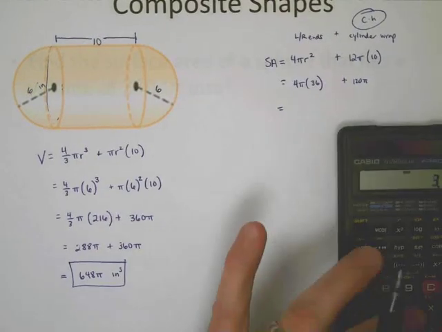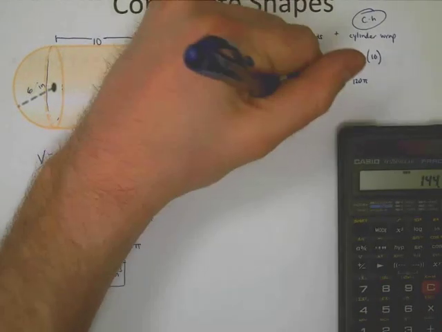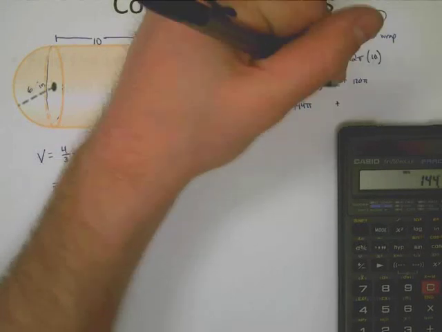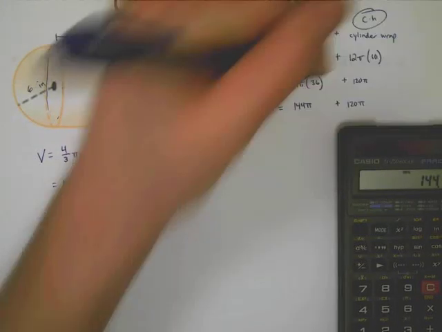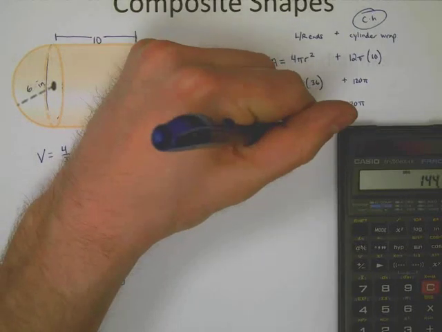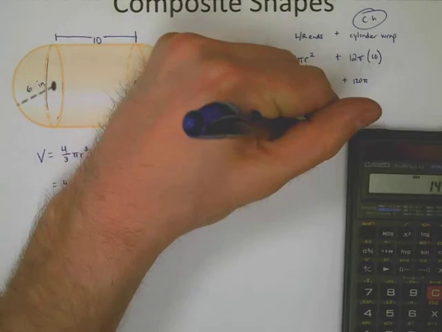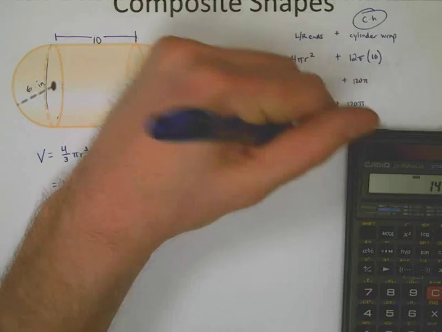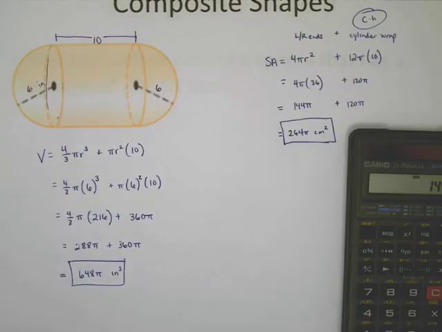On my calculator, I'm going to do 4 times 36, and I get 144. So it's 144 pi's for the sphere part, and 120 pi's for the cylinder wraparound part. I add those together, and I'm up to 264 pi square centimeters for the surface area.